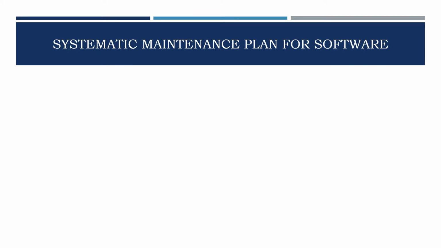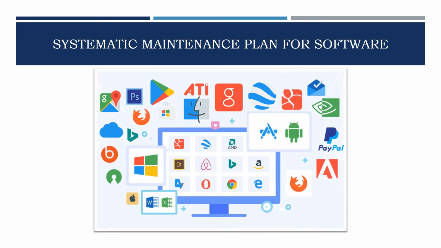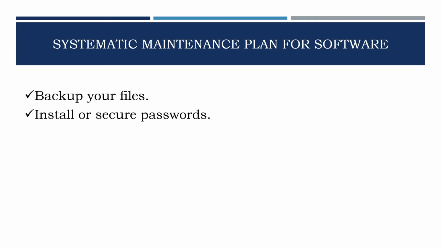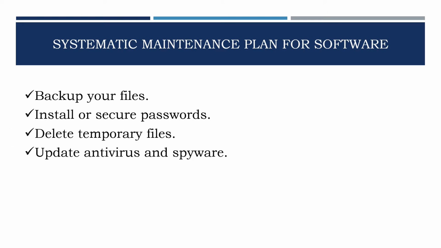Now let's learn about a systematic maintenance plan for software. So the first is back up your files, install or secure passwords, delete temporary files, and update antivirus and spyware.